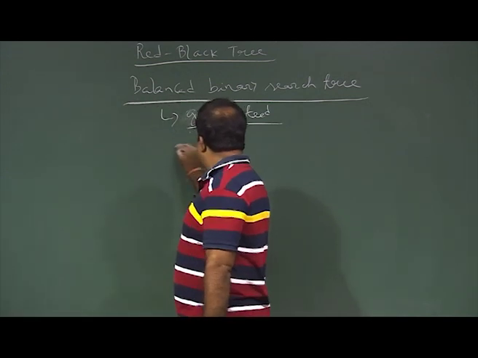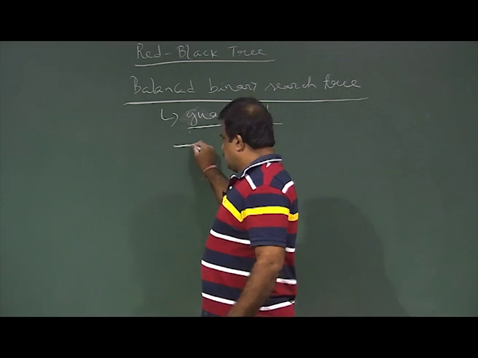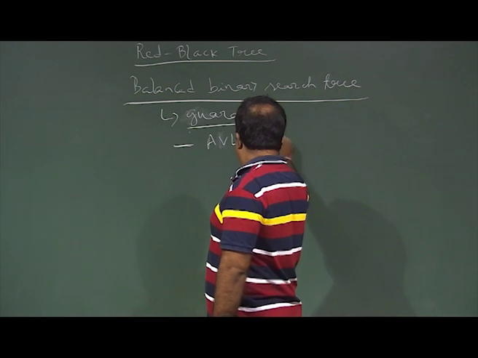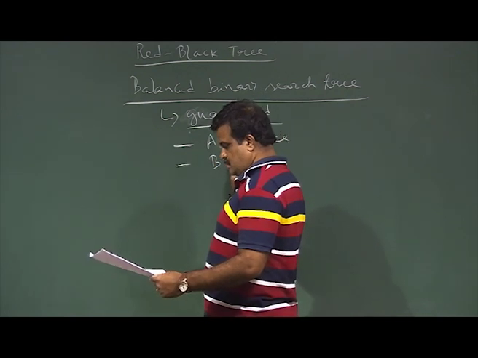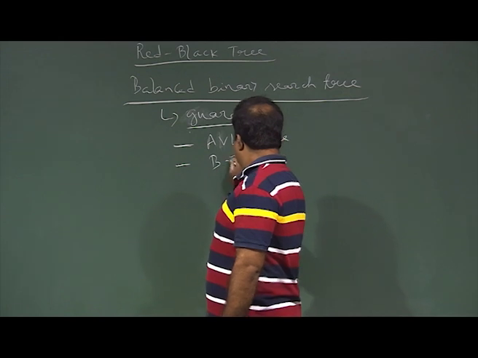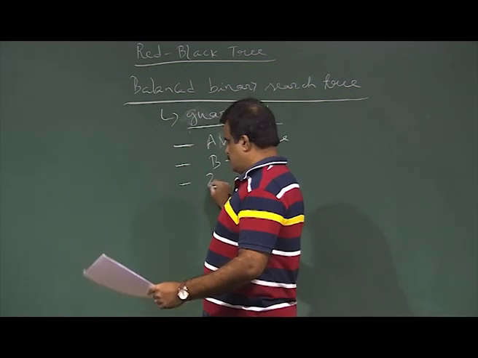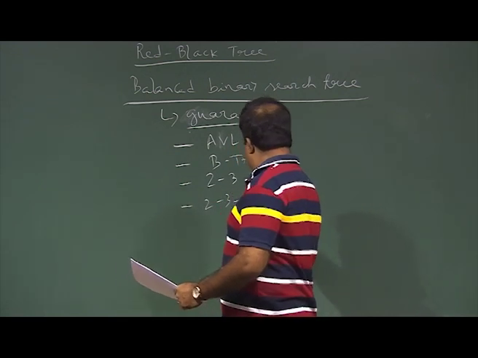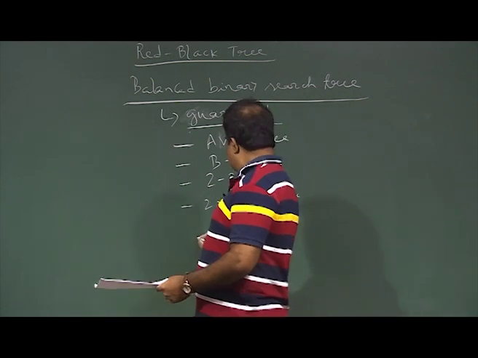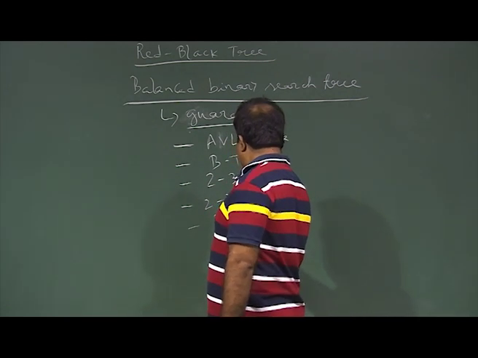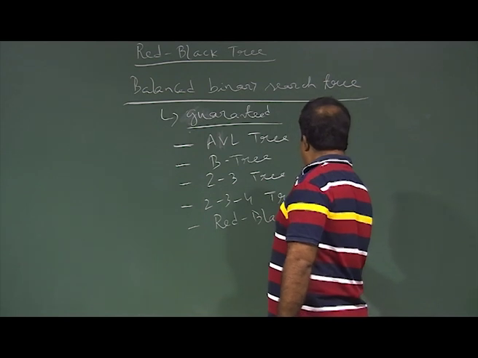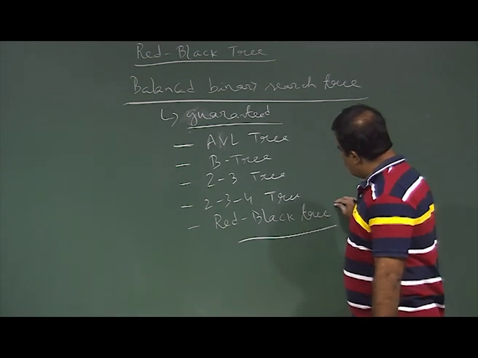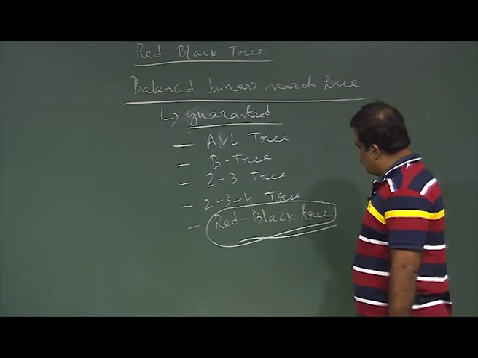There are some examples of balanced binary search trees, like the AVL tree, B tree, 2 3 tree, 2 3 4 tree, and the red black tree. So these are balanced binary search trees. We will talk about the red black tree in more detail.